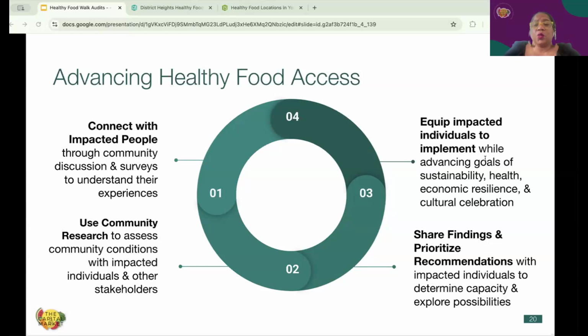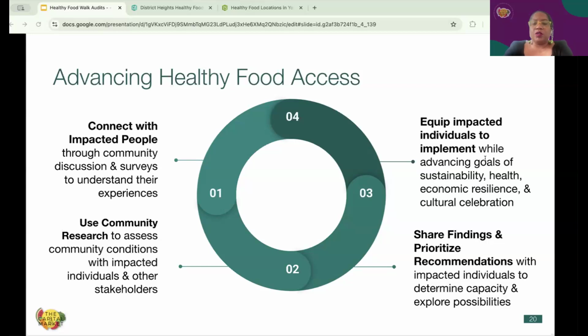And then using and equipping people with the skills or with resources to advance their own goals of sustainability, health, economic resilience, and cultural celebration. And then finally, just as a bonus, we use joy as well to sustain energy and help people actually transition from states of hopelessness or states of nihilism or skepticism to actually start to believe in a changed future, and that a changed future is possible.